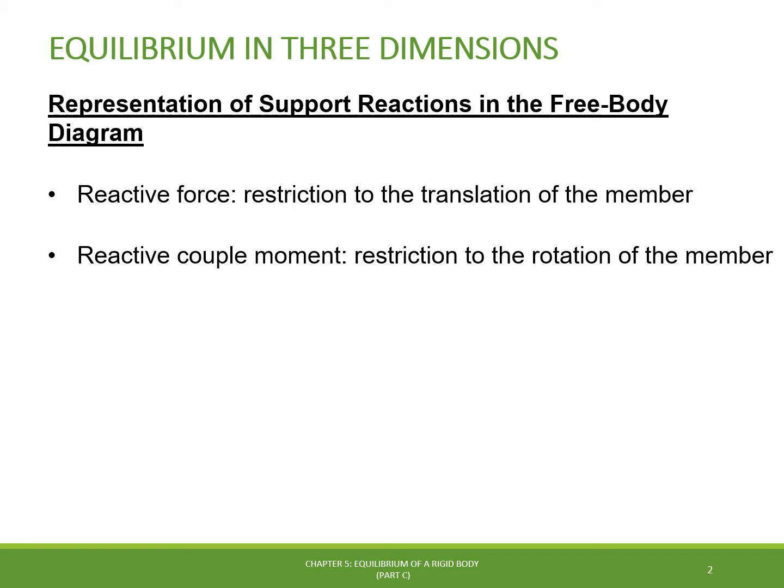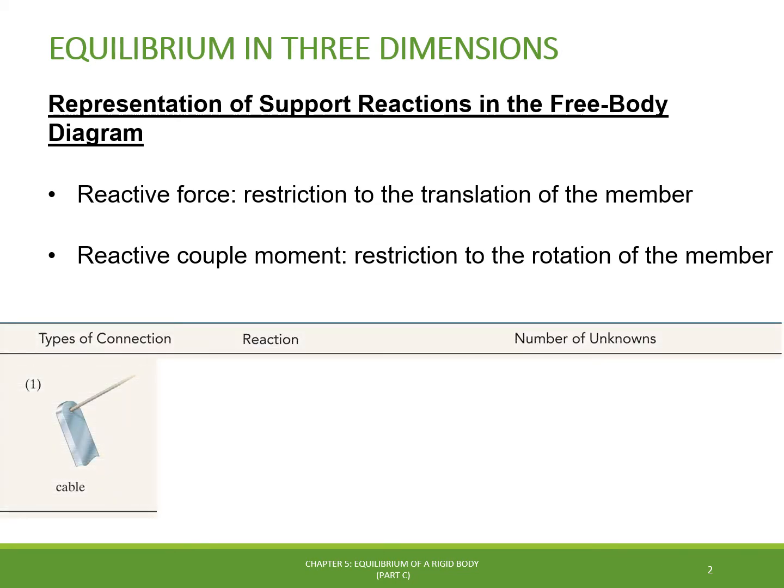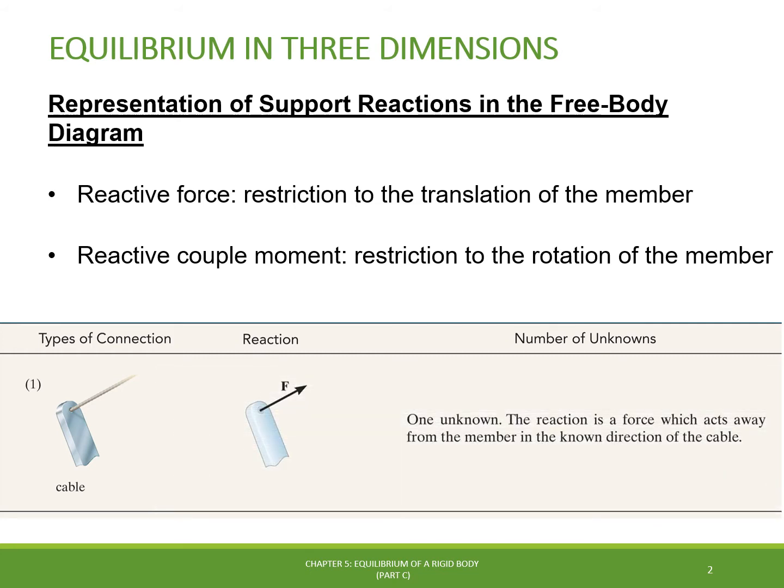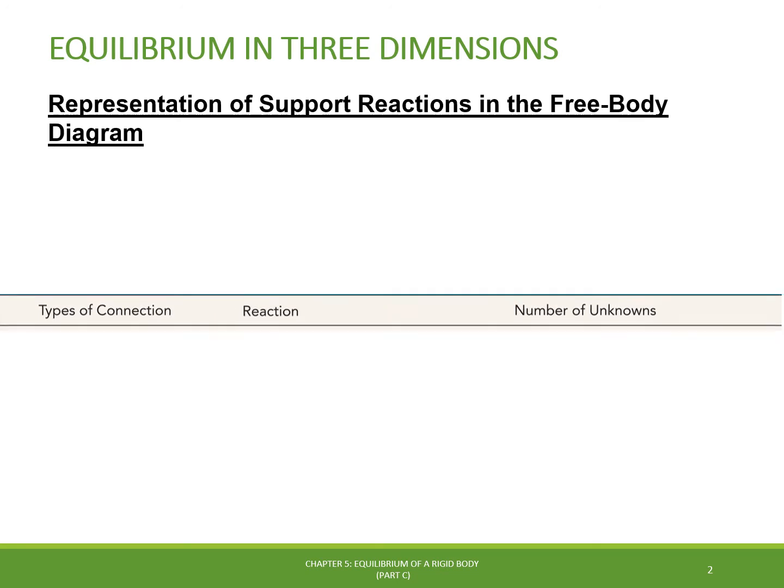We can present here a list with the supports typically used to represent 3D structural members. Some of them are essentially the same ones we saw in the previous list, but viewed in three dimensions. The first type of support or connection is the cable connection, which, just like in the 2D model, has only one unknown. That is the reaction force acting away from the member through the direction of the cable.